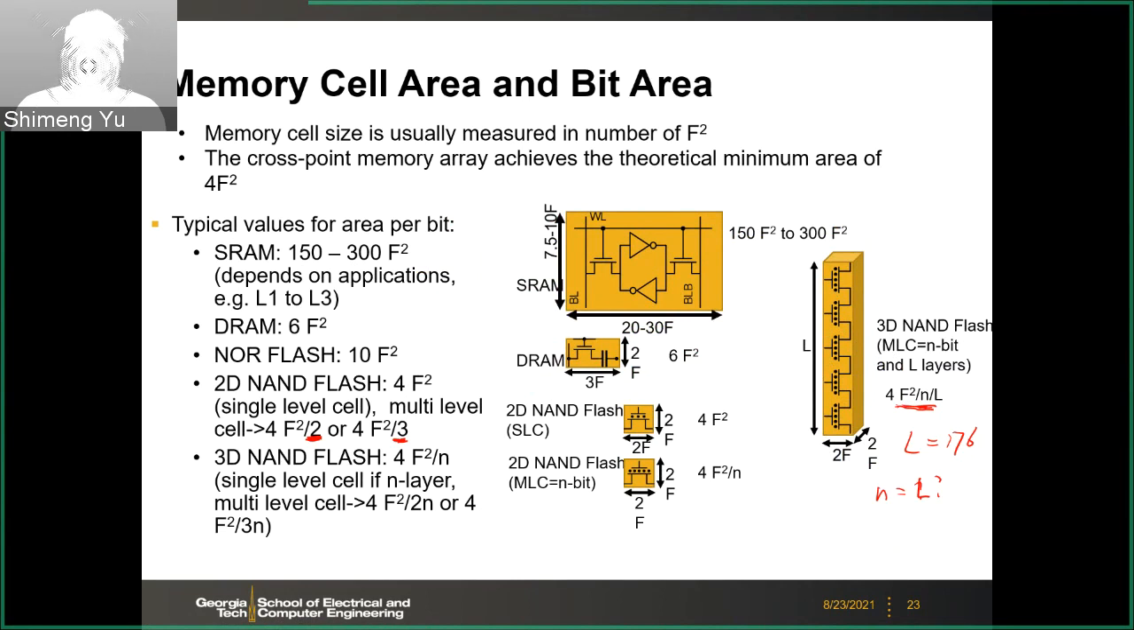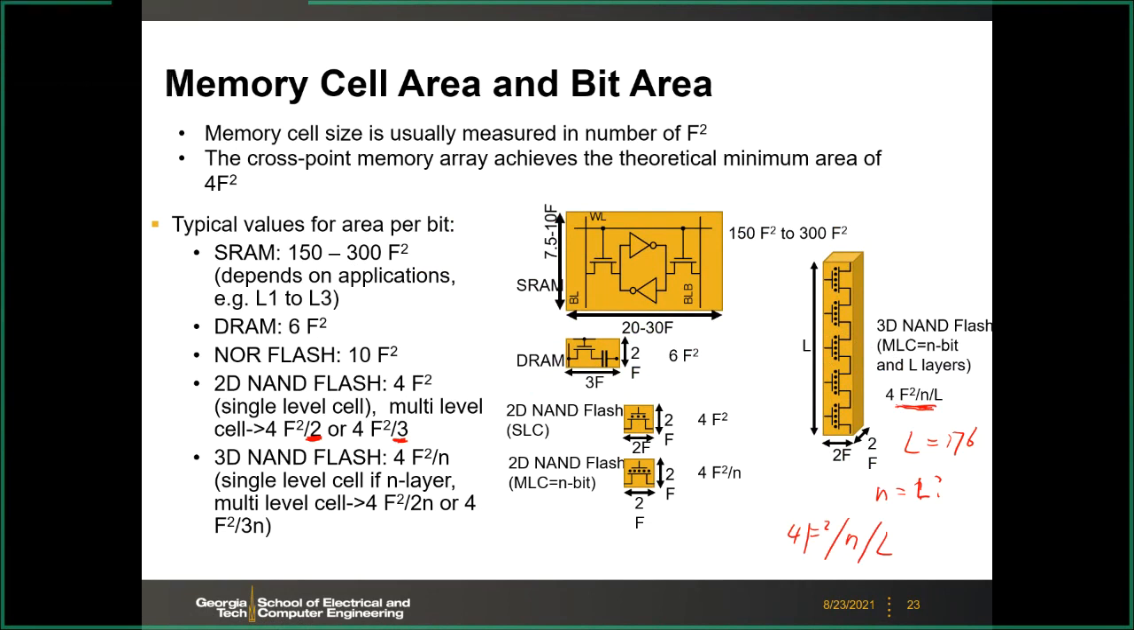So equation wise, for the 2D NAND flash, the effective area per bit becomes 4F squared upon N, right? Yes, because it can store a large number of bits per cell. So if we increase the number of layers vertically, then it should effectively be F squared upon NL, right? So that's why here it is 4F squared. If you also consider the multi-bit per cell, it is 4F squared divided by N, and then if you have L layers, then divide by L.